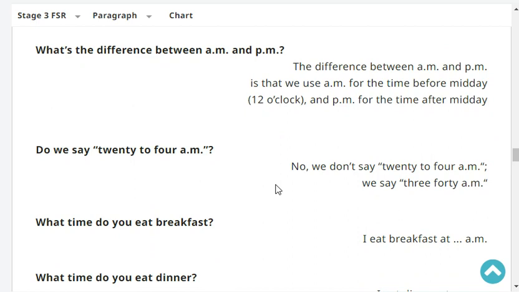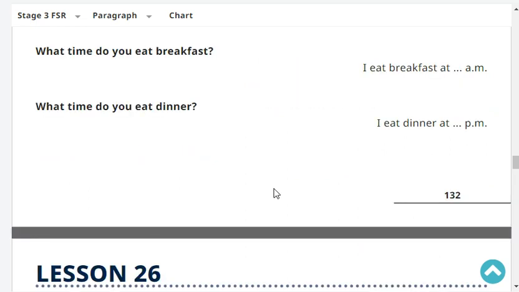No, we don't say 20 to 4 a.m. We say 3:40 a.m. Very good. What time do you eat breakfast? I eat breakfast at 7 a.m. Very good. What time do you eat dinner?